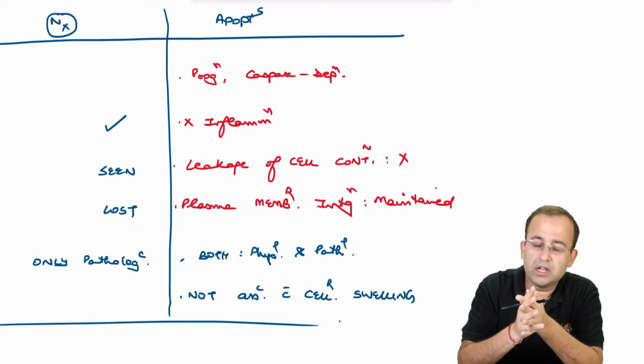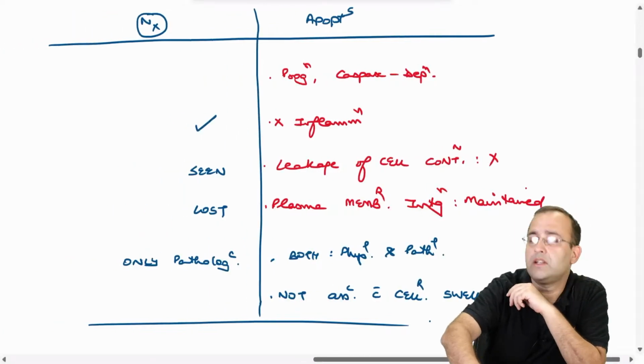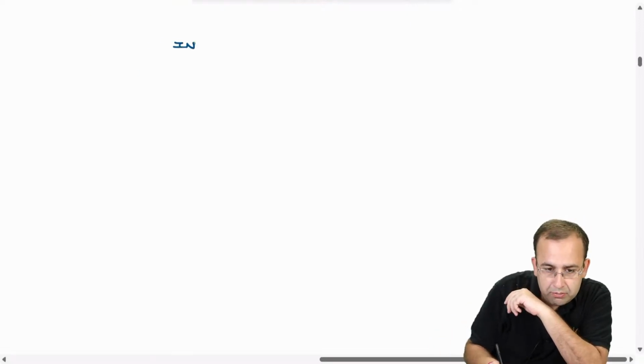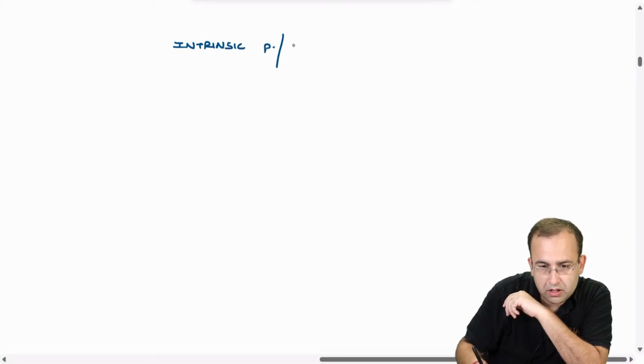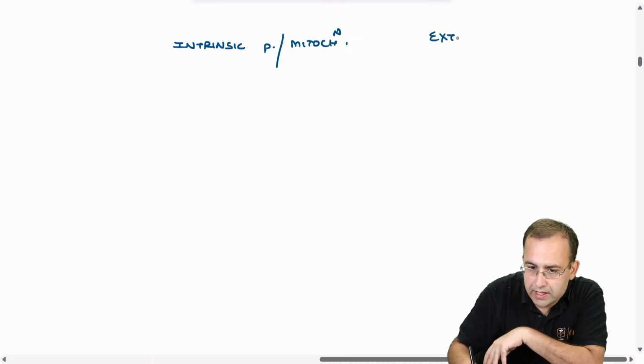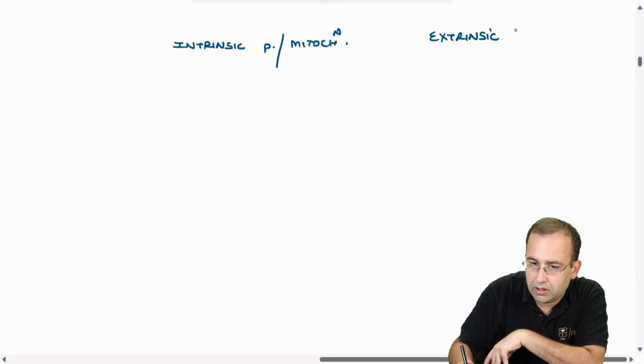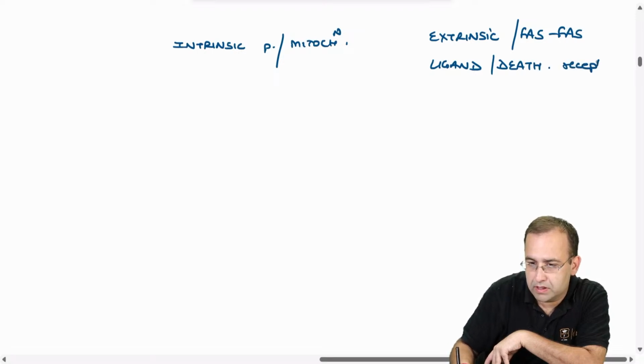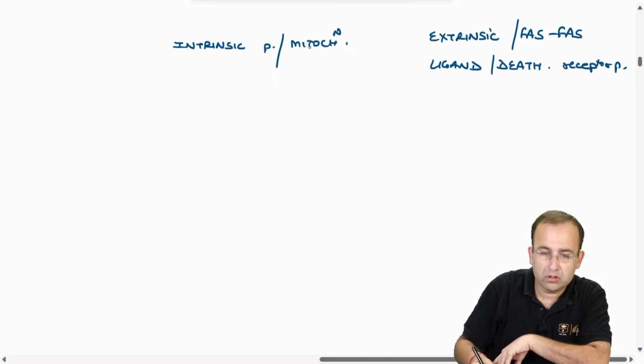Another important point asked in apoptosis is the caspases associated. We can divide apoptosis into two pathways: the intrinsic or mitochondrial pathway versus the extrinsic, that is the Fas ligand or death receptor pathway. These are the two pathways of apoptosis.